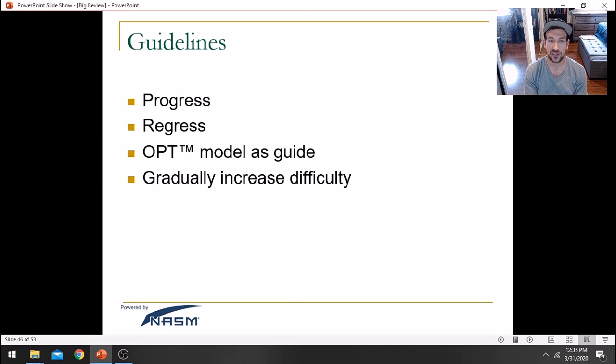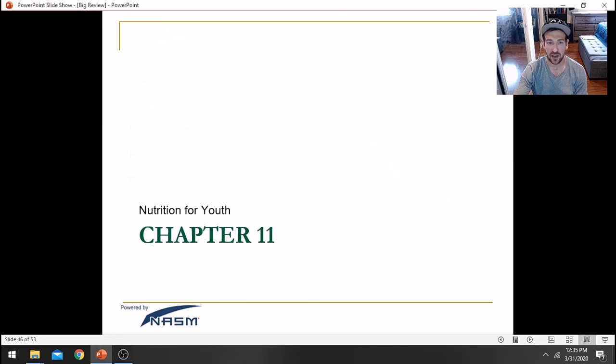Always make sure that your exercises can be progressed up the OPT, but also regressed down the OPT, so you can increase or decrease the difficulty. If we are training for stabilization, we increase difficulty by making it more unstable. If we're training for strength, we increase the difficulty by making it heavier. And if we're training for power, we increase the difficulty by making it heavier or more explosive.